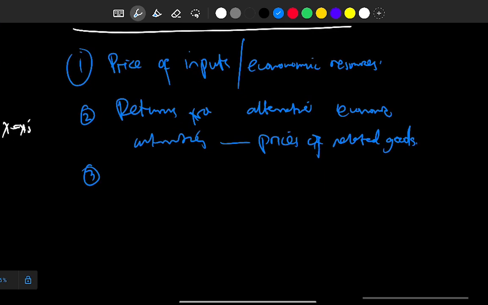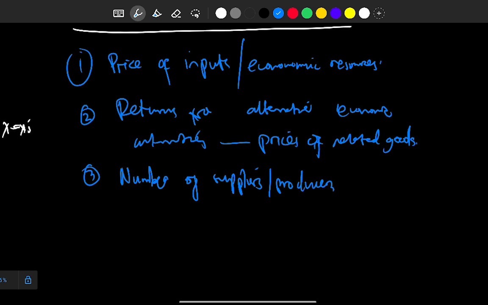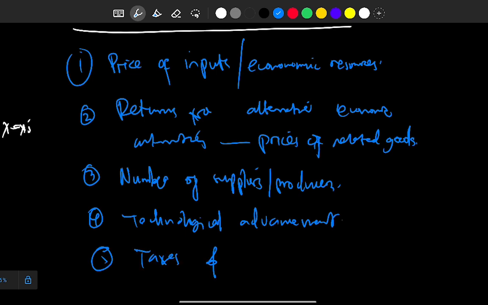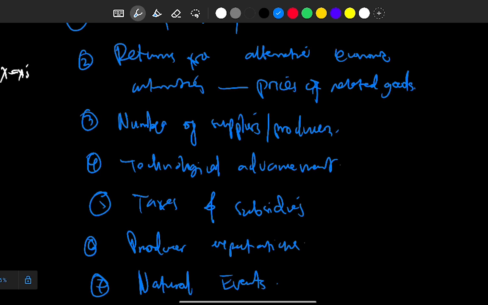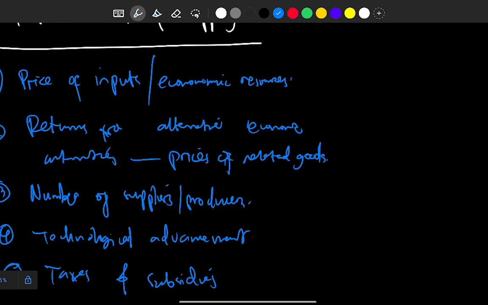We also have the number of suppliers or producers, so there could be an increase or a decrease in the number of suppliers or producers. We have technology. So if there is a technological advancement, this could have a contribution. We have government taxes and subsidies. Then, of course, future expectations of the producers. The last would be a special one here called natural events. So let's go to looking at each of the determinants of supply, and let's see how they affect supply.